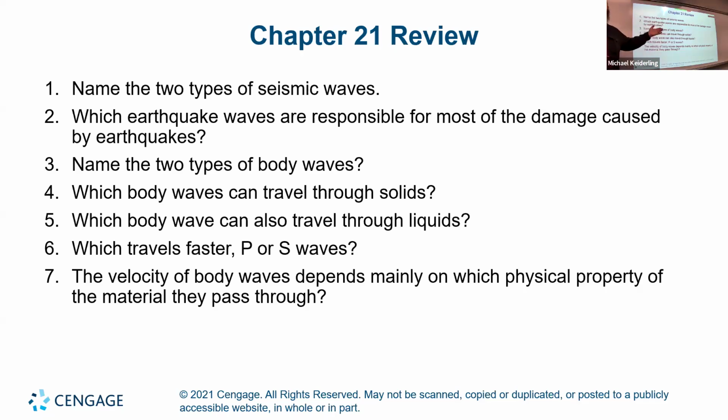All body waves can travel through solids, both S waves and P waves. So they're also called primary and secondary for P and S. But only P waves can travel through liquids. Because when a shear wave, a secondary wave, hits a liquid, it just slides and the liquid doesn't move, because liquids can flow. So shear forces don't travel through liquids. And P waves are faster than S waves.